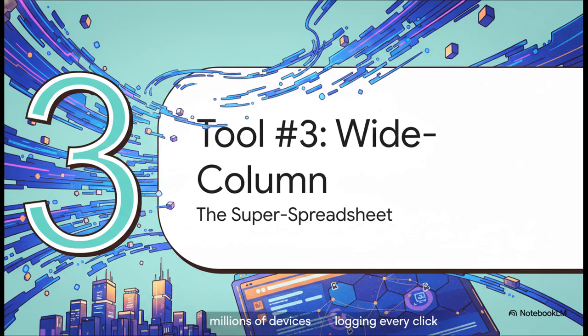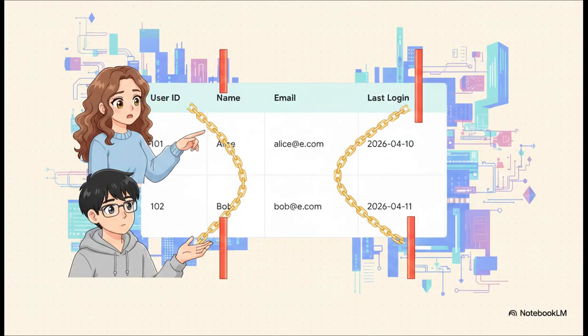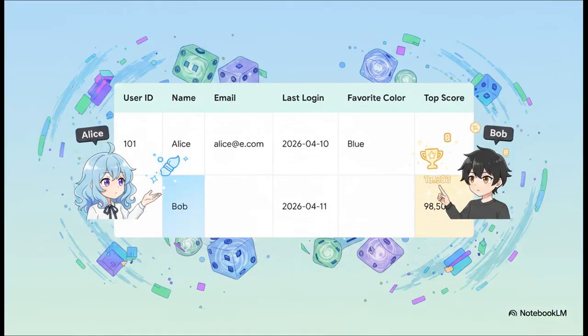Think about the data from millions of IoT devices, or logging every single click on a massive website. So to get why this one's so cool, we have to go back to our plain old spreadsheet again. See how every row has to have the exact same columns? User 101 has a name, an email, and a login. That means user 102 has to have space for those same things, even if you don't have the info. It's very rigid.